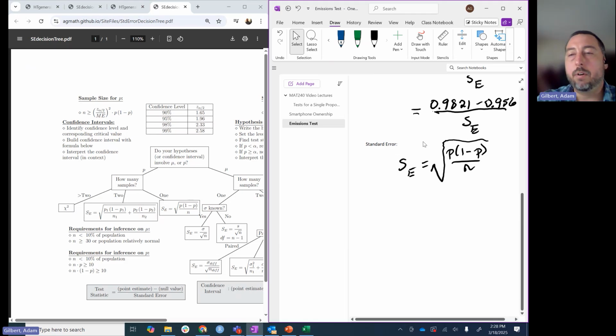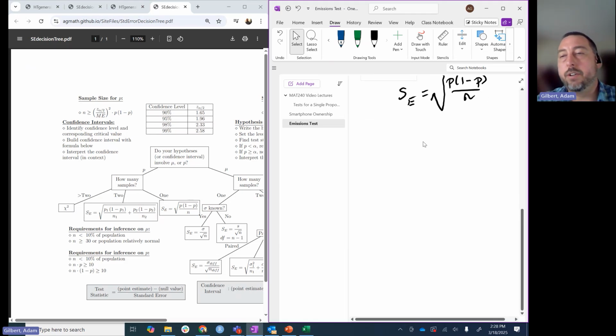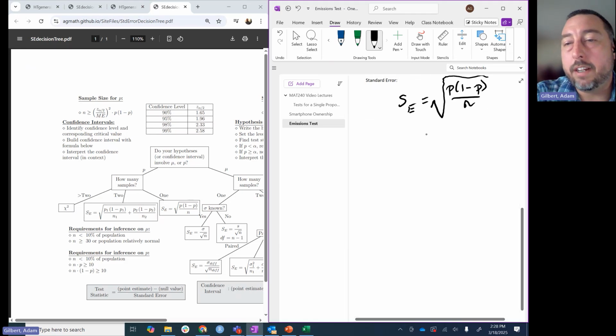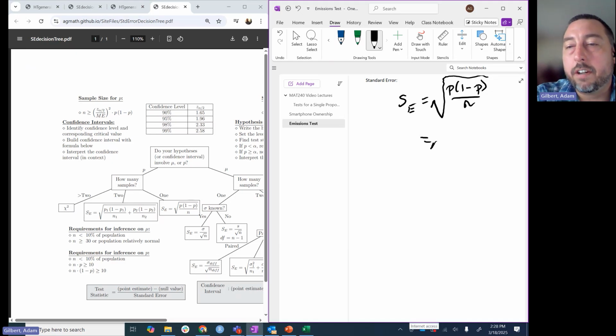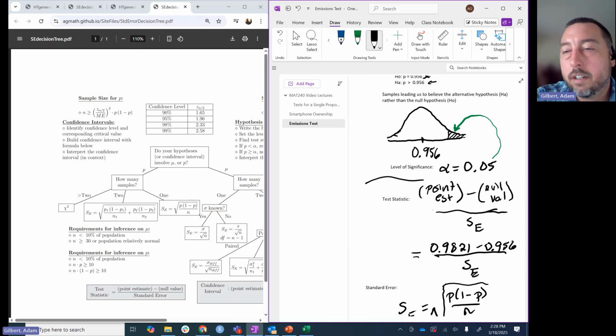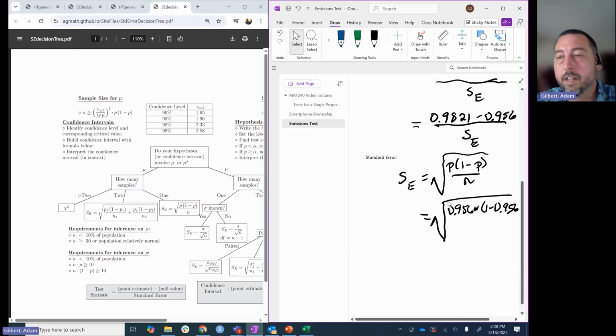So I'm going to draw out that calculation. We'll go to Excel to run it. So here we've got a square root 0.956 times 1 minus 0.956. Oops. We'll head back there.